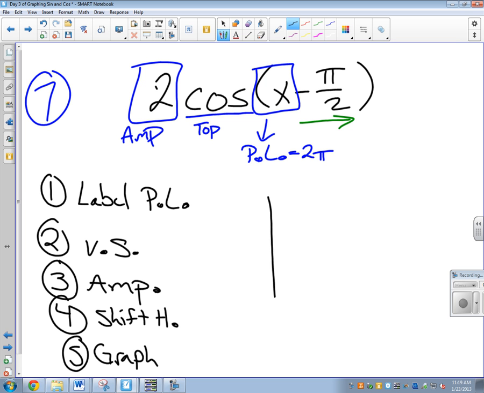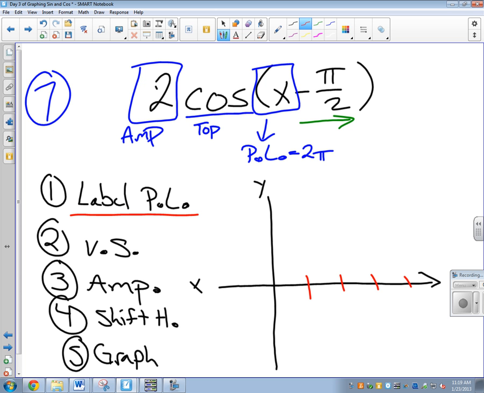So the very first thing, an x and a y-axis. So I'm labeling my period length right now. When I label period length, always 4 lines. The 4th line is always whatever your period length is. So in this case, it's 2 pi. To get the middle one, you take half of 2 pi, so that's 1 pi. To get the first one, I'm taking half of pi, so it's pi over 2. And then I count 1 half, 2 halves, 3 halves. So we labeled our period length.